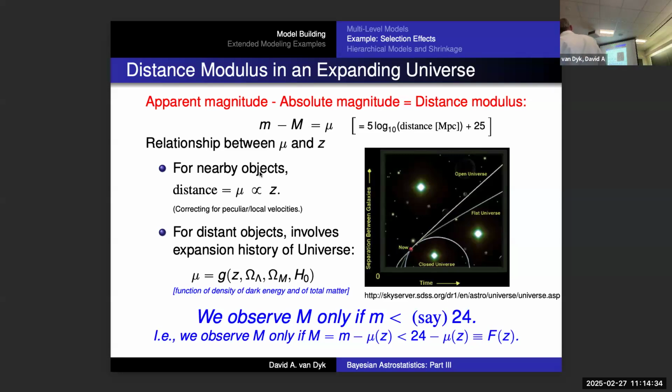But to illustrate how this might work, suppose I'm interested in modeling the distribution of the absolute magnitudes of, say, type 1a supernovas. So we know type 1a supernovas have a common kind of genesis, and so their absolute magnitudes tend to be similar. But I want to model that. But I only have data on the observable type 1As, which whether or not we observe it has to do not with its absolute magnitude, but its apparent magnitude.